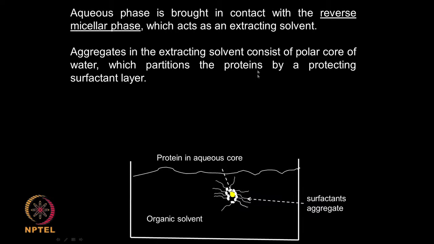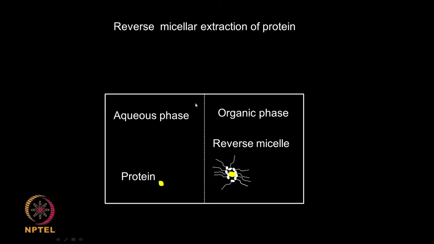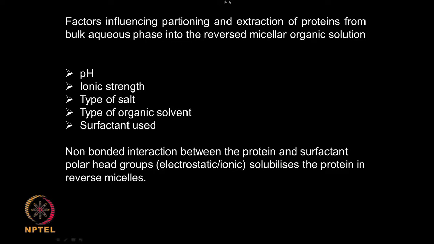It will have a polar core. I can use different types of surfactants, surfactants which will form big hydrophilic cores, surfactants which will form small polar cores, and so on. So I have the aqueous phase, I have the protein here, then I have the organic phase. In the organic phase I can have reverse micelles of surfactants, and the proteins are inside the reverse micelle. So what are the factors that influence this partitioning and extraction of proteins from the bulk aqueous phase into the reverse micellar organic solution?